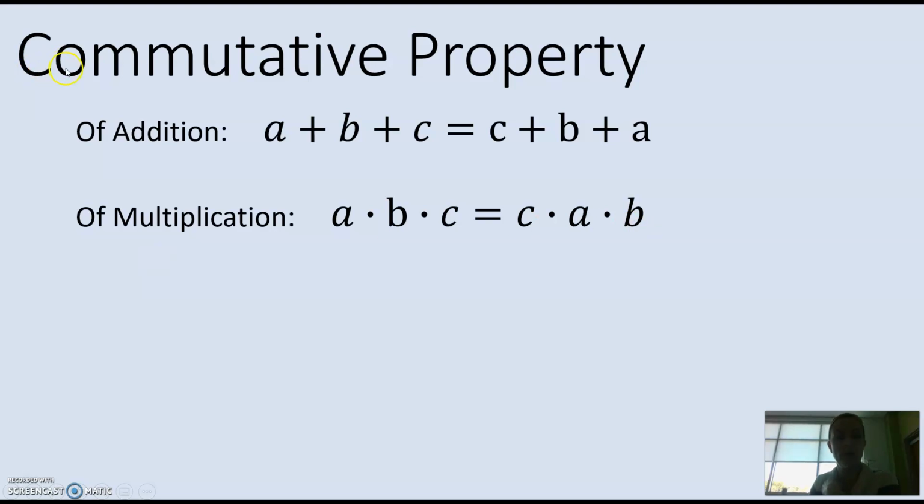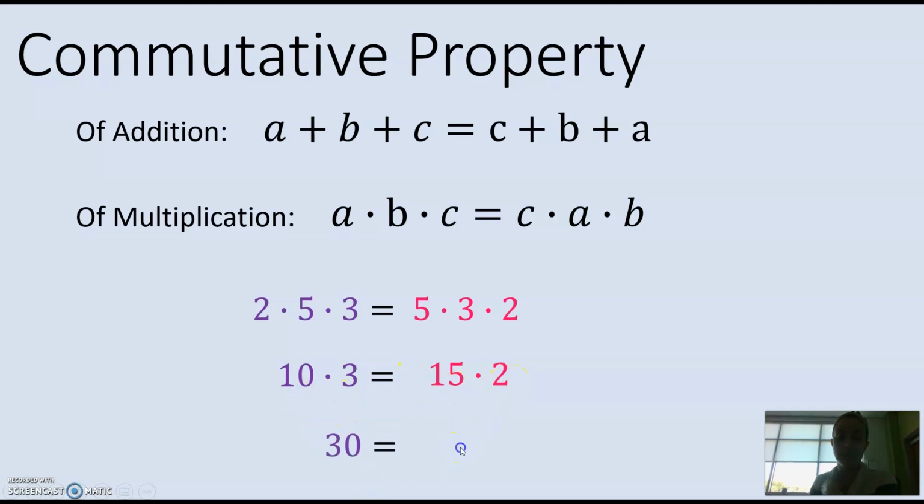So let's take a look at an example with multiplication. And remember, CO, change order. So 2 times 5 times 3 would give me the same product as if I jumbled up the order, 5 times 3 times 2. Well, what's 2 times 5? 10. And then I have to bring down that 3 that we didn't use yet. Or 5 times 3 is 15, and I bring down that 2 we haven't used yet. Well, 10 times 3 is 30, and 15 times 2 is 30. So changing my order doesn't change my product.